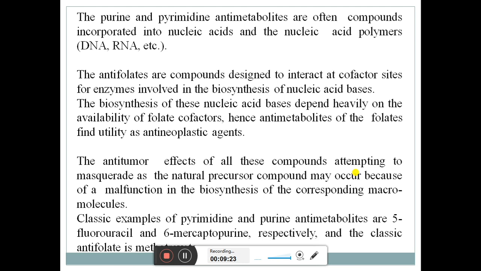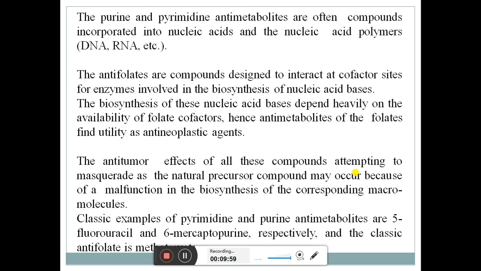The antifolates, so that was about purine and pyrimidine, but now about folate. Antifolates are compounds which are designed to interfere at the cofactor site for enzymes involved in the biosynthesis of nucleic acid bases. The biosynthesis of these nucleic acid bases depends on the availability of folate cofactors. Hence, antimetabolites of the folates find utility as antineoplastic agents.